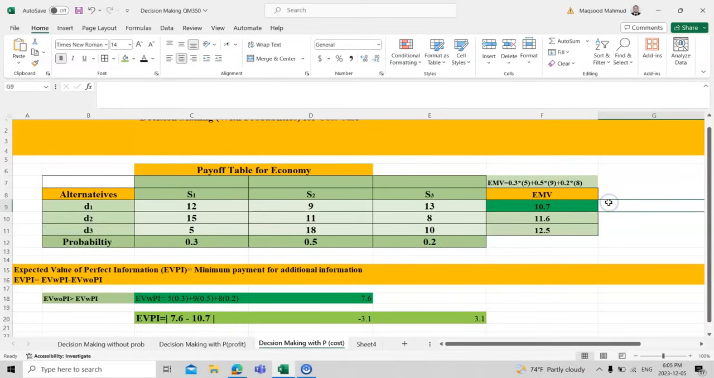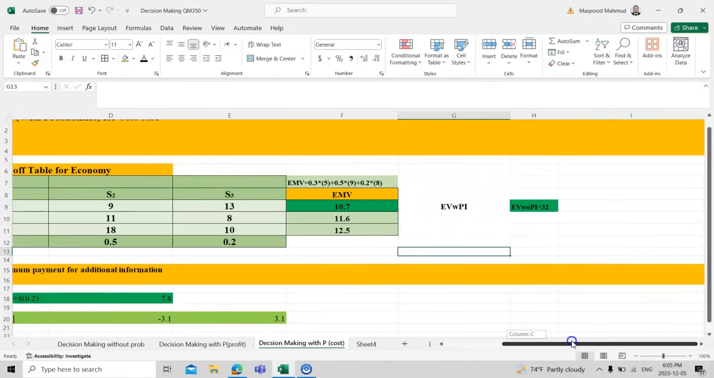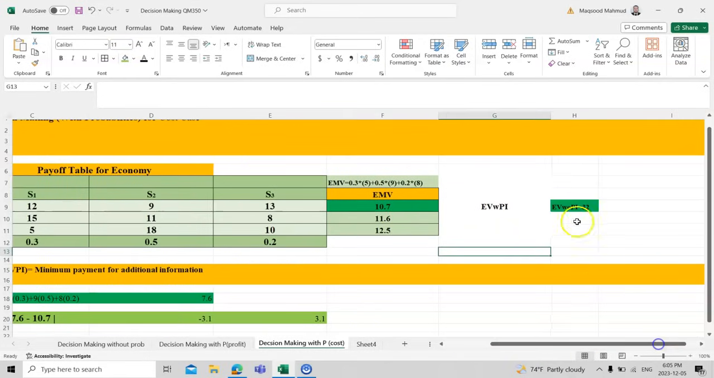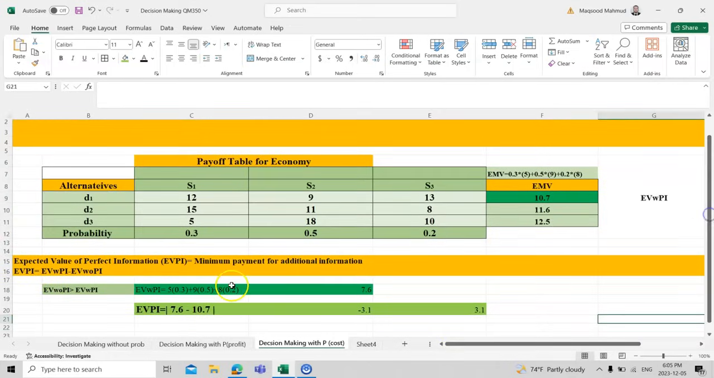So this is my EV without perfect information. Okay, so this value is wrong. This is not for it, this is the previous one. Okay, right? So you can see over here now how to find the one with perfect information.